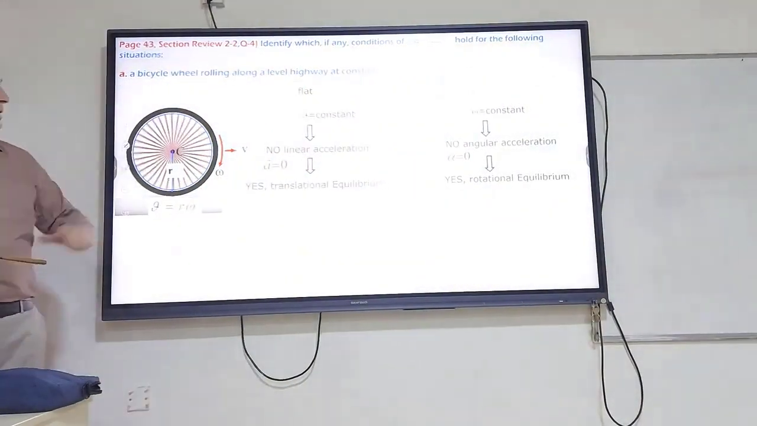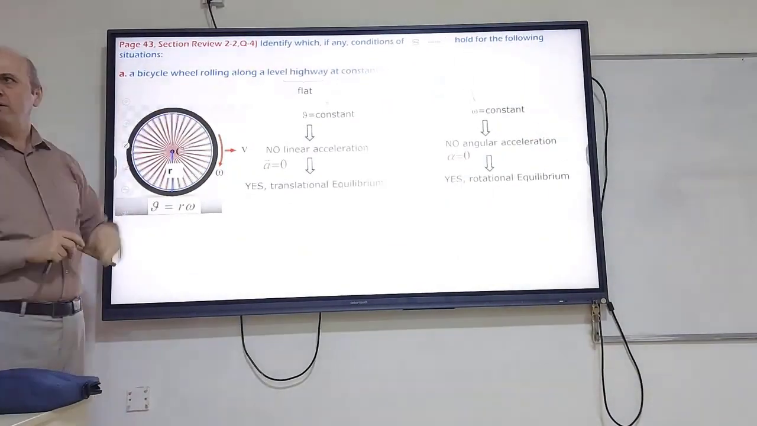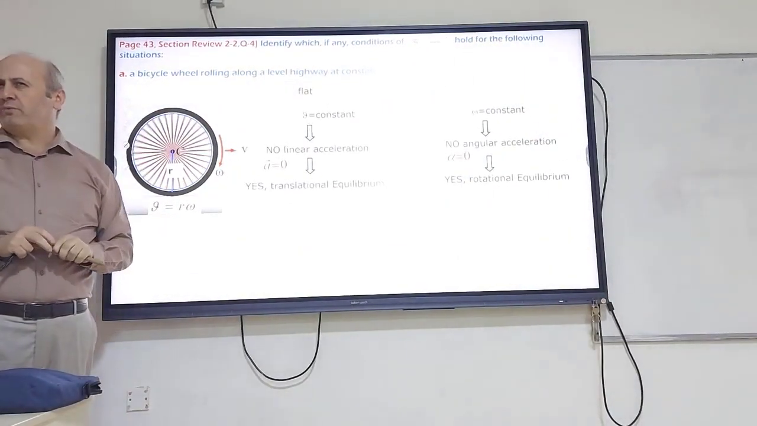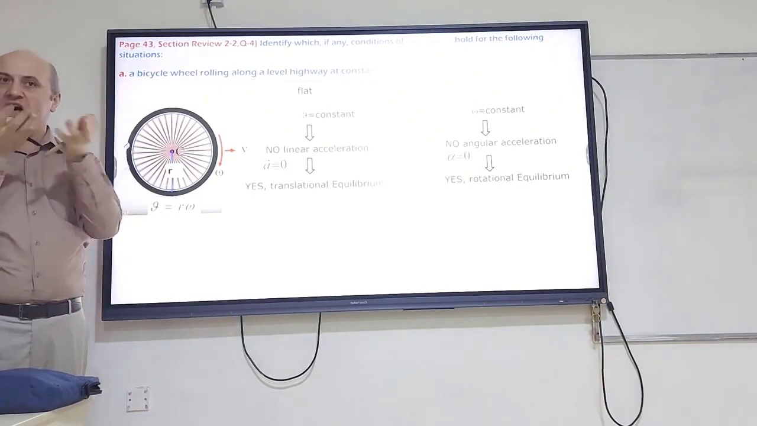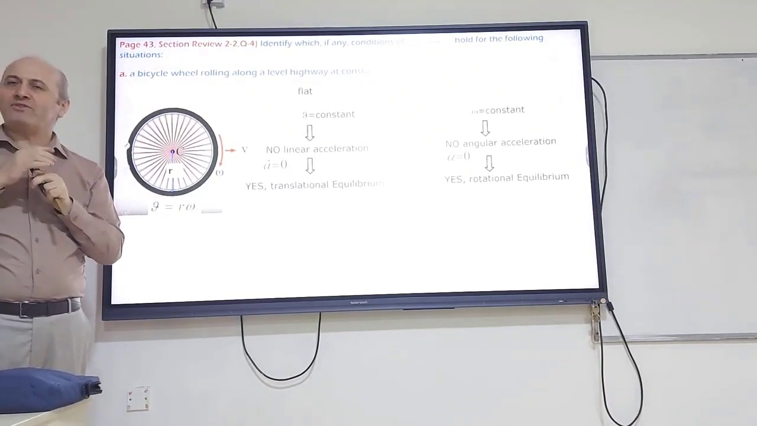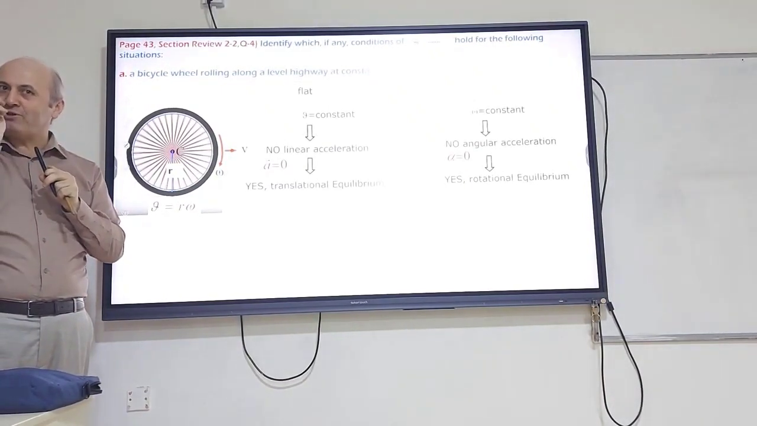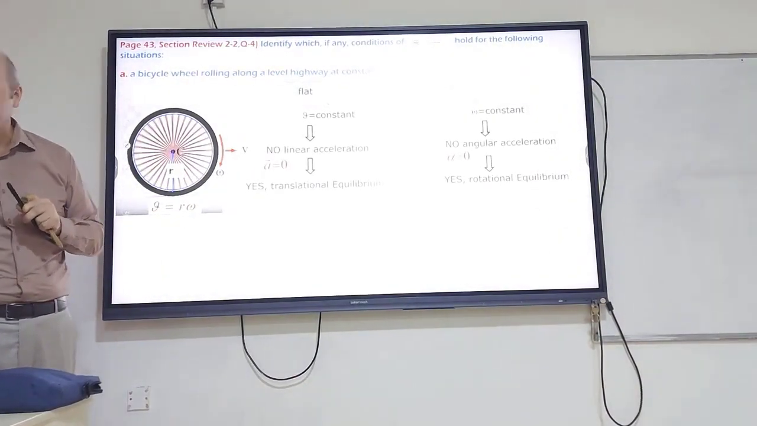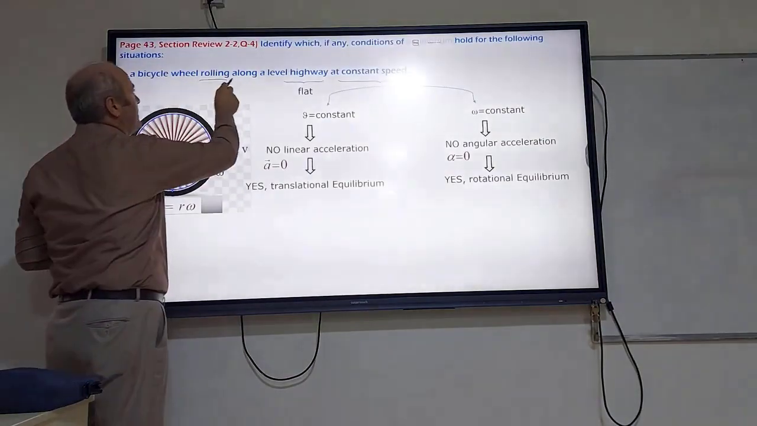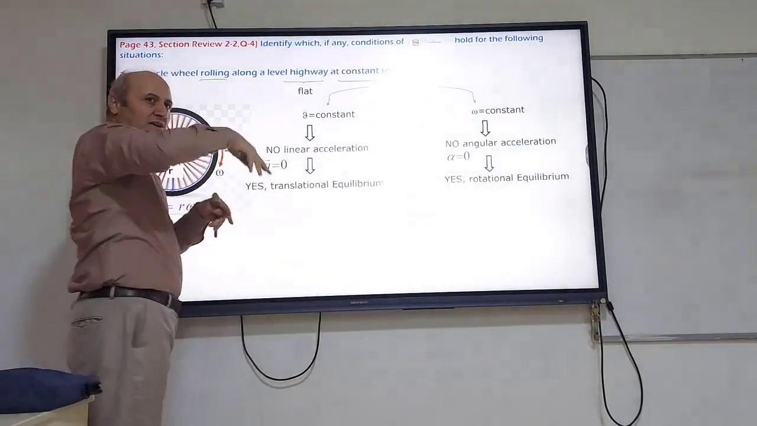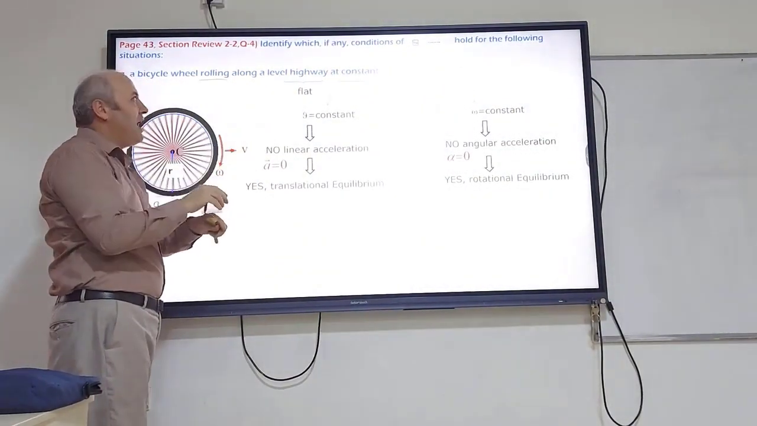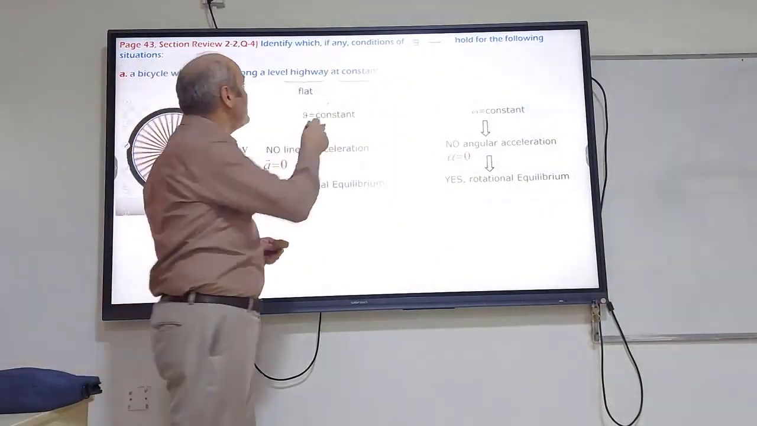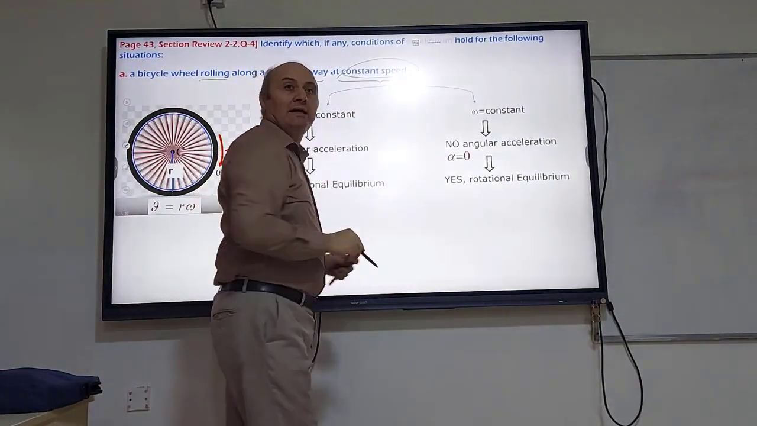First one, a bicycle wheel. So what is this question talking about? Sometimes you are just thinking about the points on the wheel. No, it's not saying that. It's about just the bicycle wheel. A bicycle wheel rolling along a level highway. Level means not incline, it's flat. Highway, but rolling at constant speed.